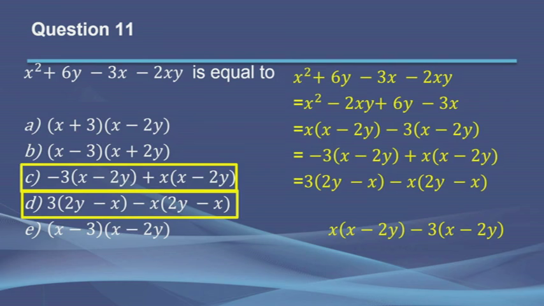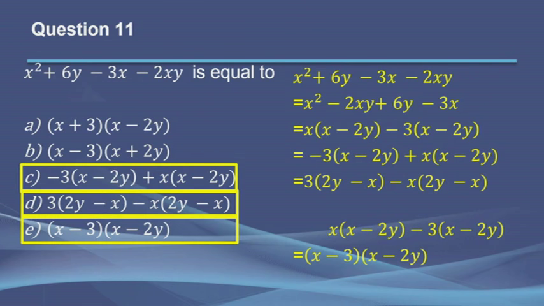Let's move on further. Again you can take the common terms out, that means x minus 2y. If you take x minus 2y out of both sides, then you will end up with x minus 3 multiplied by x minus 2y. So finally you will come across the final answer, that is E. Here you can see how we came across C, D, E as our answers. So we have altogether 3 answers within this question.